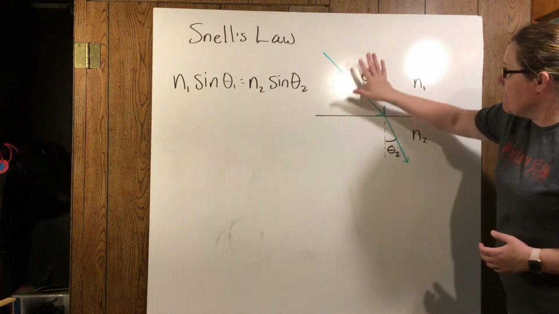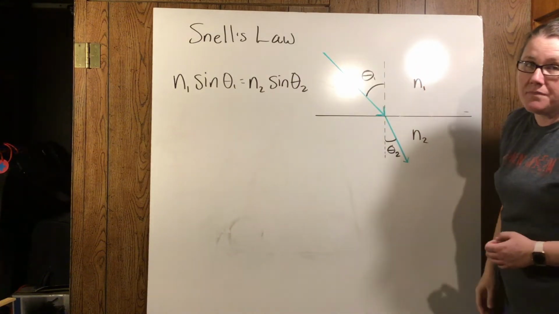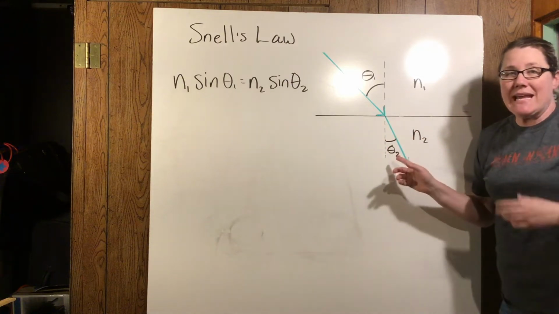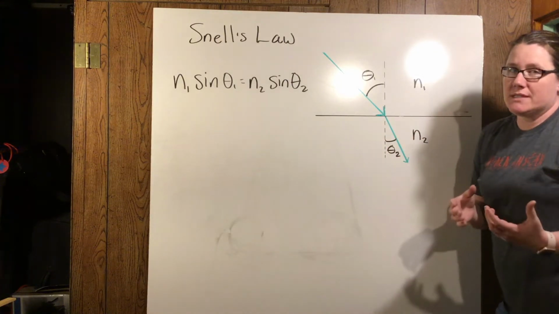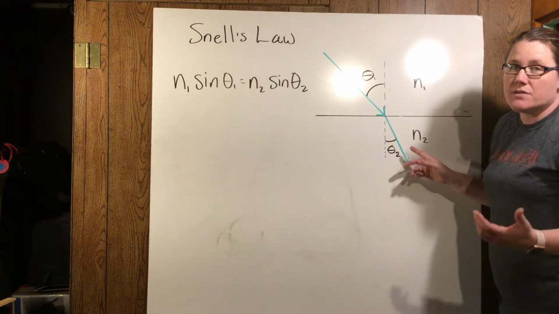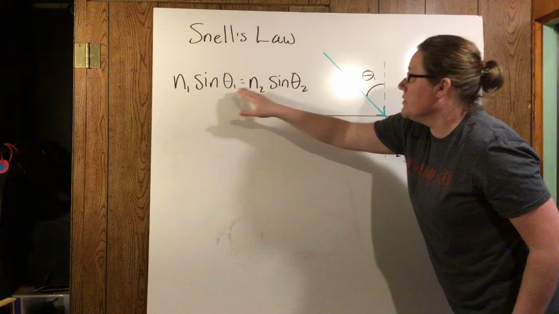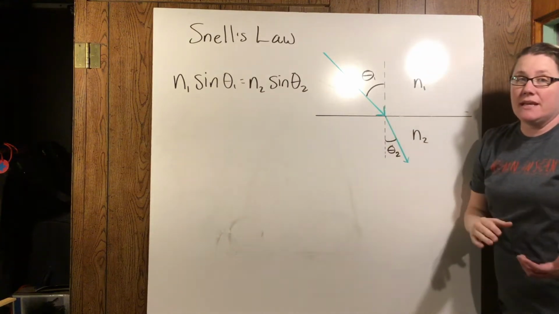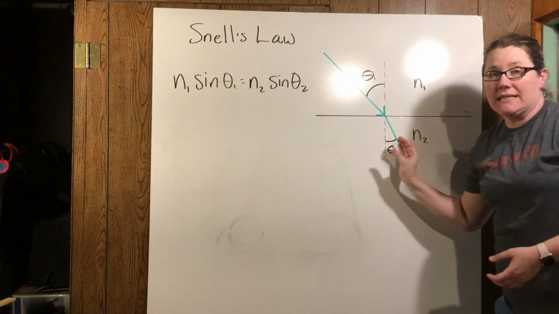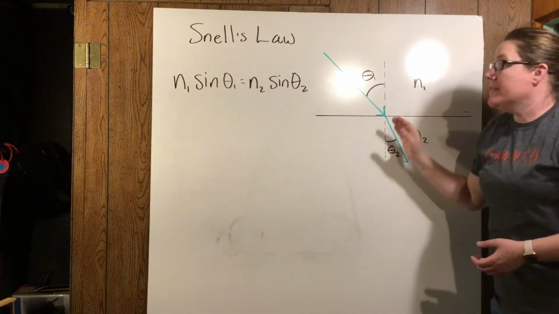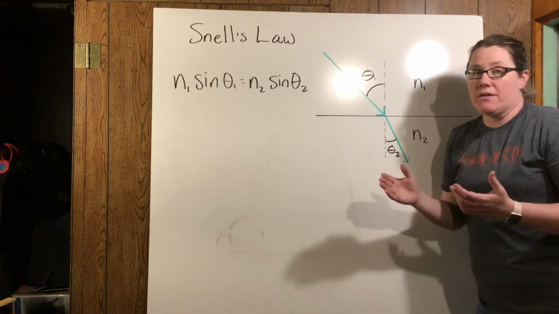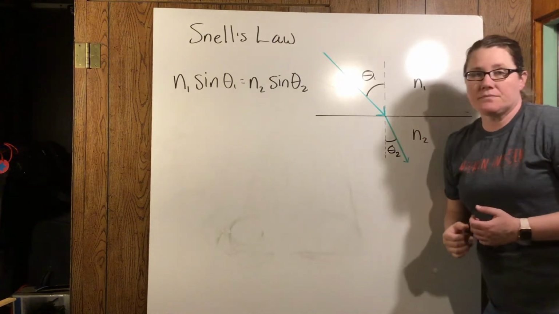So you take the sine of that angle times the n1, and that is equal to the sine of this angle that's made inside the next substance, in this case water, times the n of water. And when you multiply those two and you multiply those two, they end up being the same. And so as n goes up, your theta will get tighter and tighter. And the greater the difference between n1 and n2, the greater the difference in the angles as well.